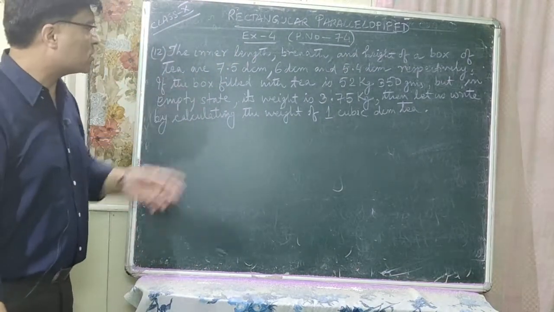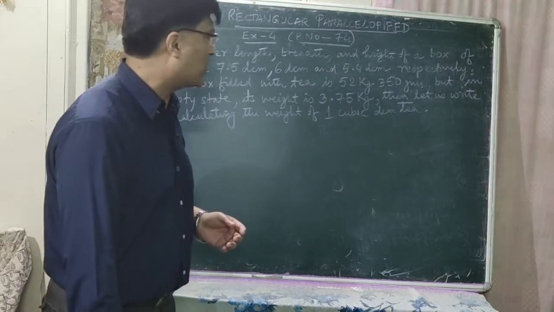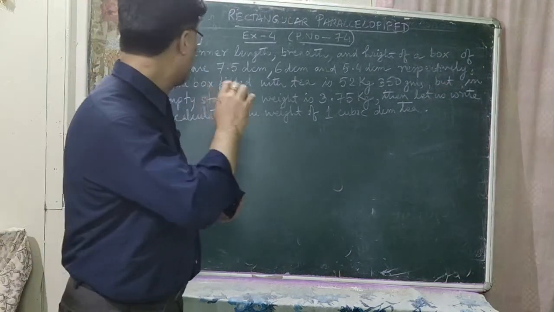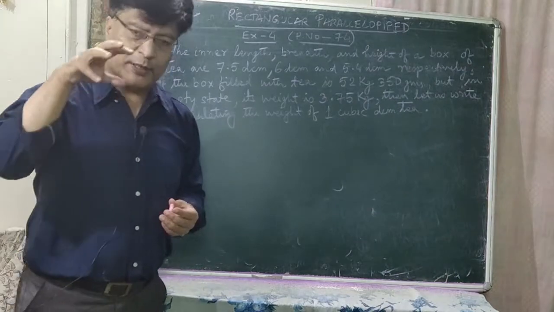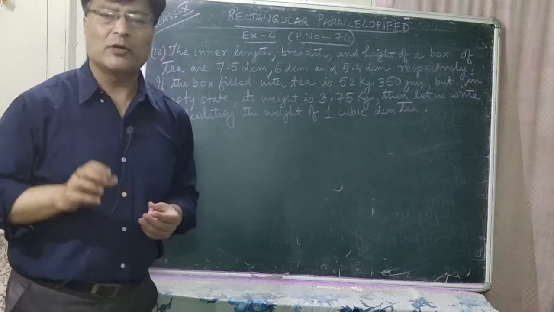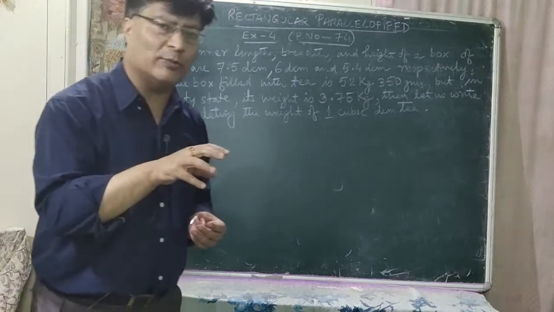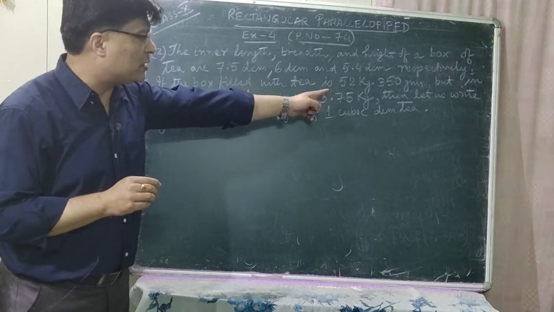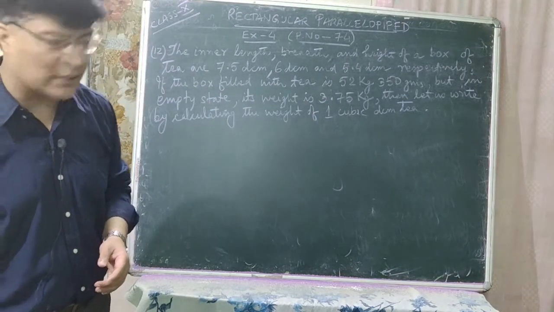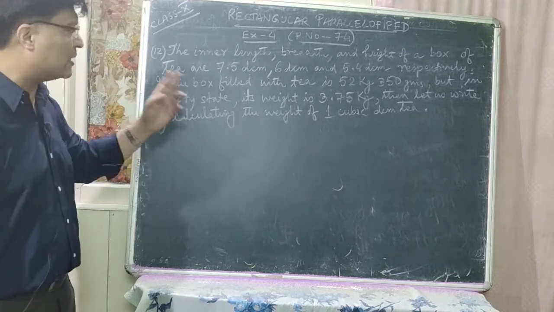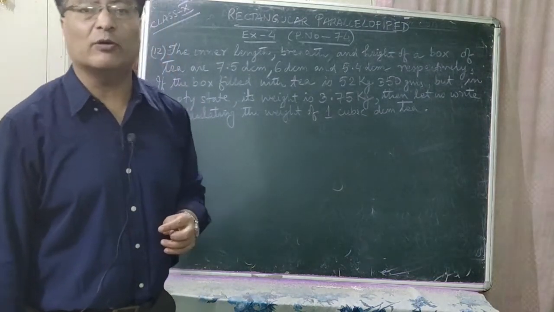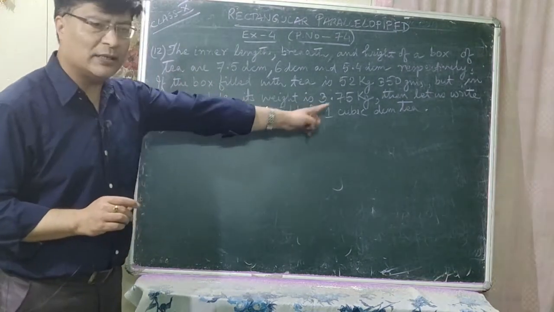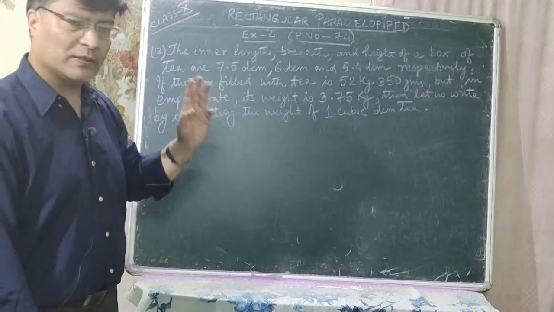Now, if the box is filled with the tea, the weight is 52 kilogram, 350 grams. The question says that when tea is put inside the box, the weight of the tea and the box together is 52 kilogram 350 grams. But in empty state its weight is 3.75 kilogram. The empty state means if the box is empty, what is its weight? 3.75 kilogram. Is that clear now?